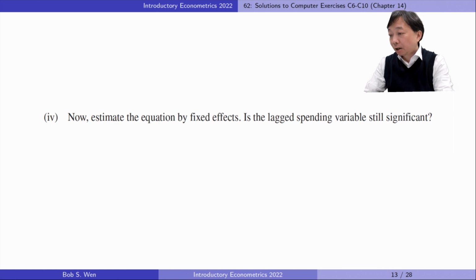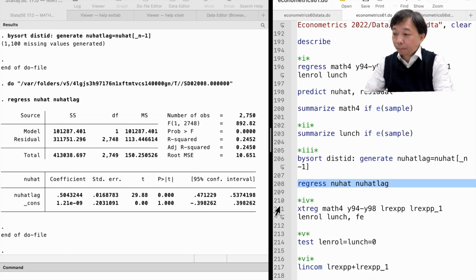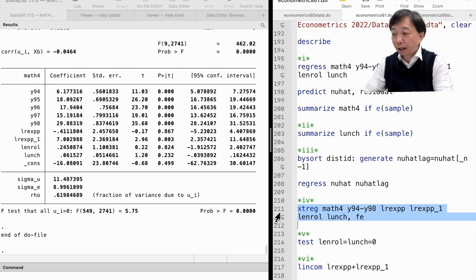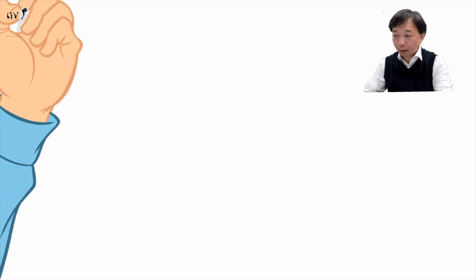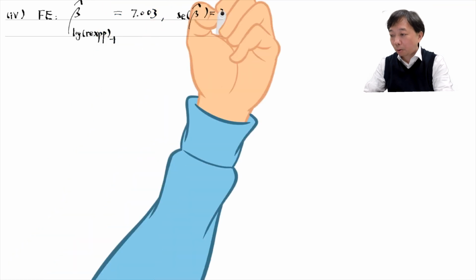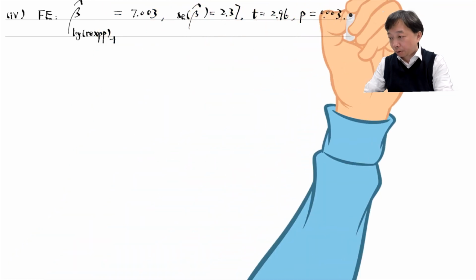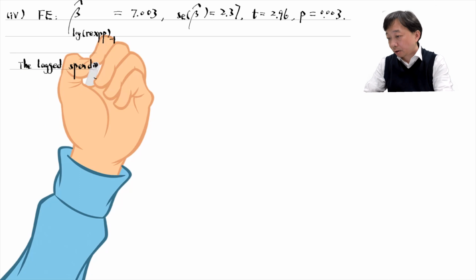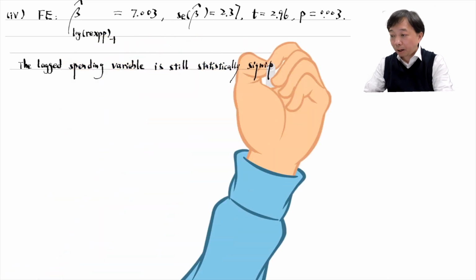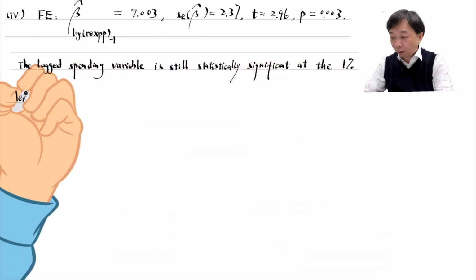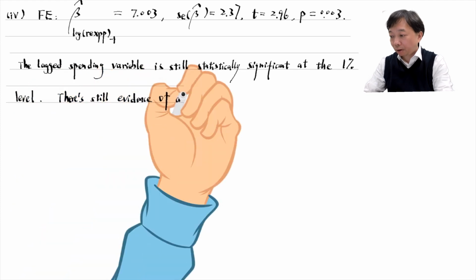Is the lagged spending variable still significant? The lagged spending variable is still statistically significant at the 1% level, with a t-statistic of 2.96. The estimate is 7, lower than that by the pooled OLS. There is still evidence of a lagged spending effect on the mass passing rate after controlling for unobserved fixed effects.